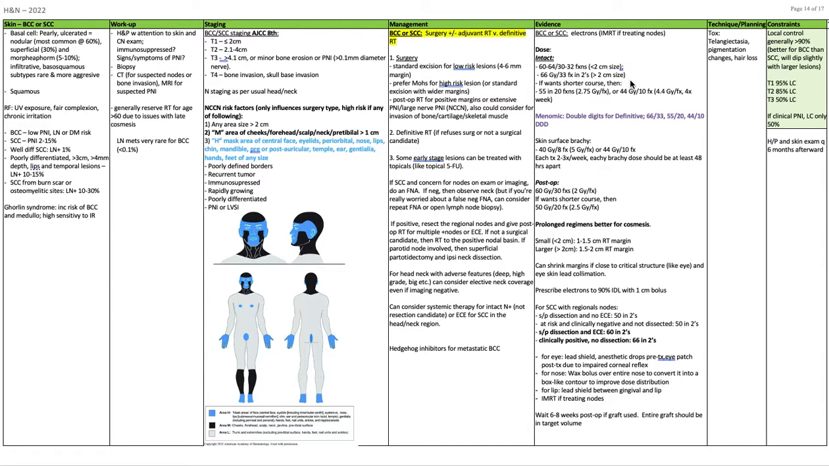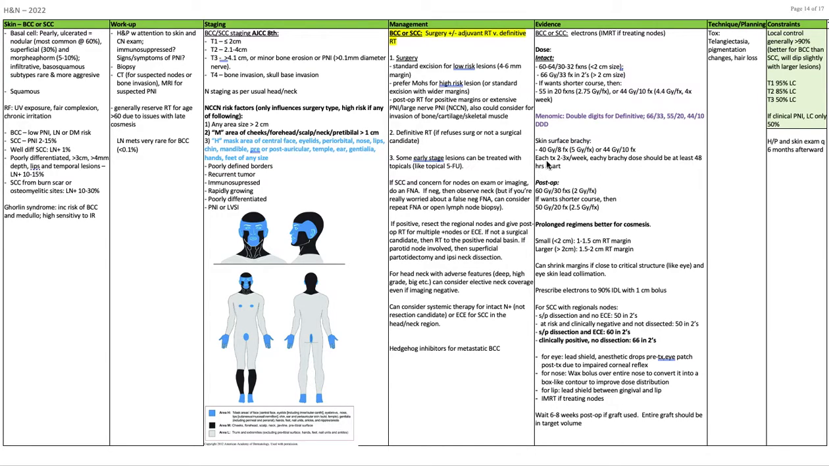If the patient wants a shorter course, you have a couple of options. You can do 55 gray in 20, or 44 gray in 10. Mnemonic to remember this is double digits for definitive radiation for intact: 66, 33, 55, 20, 44, 10. DDD.